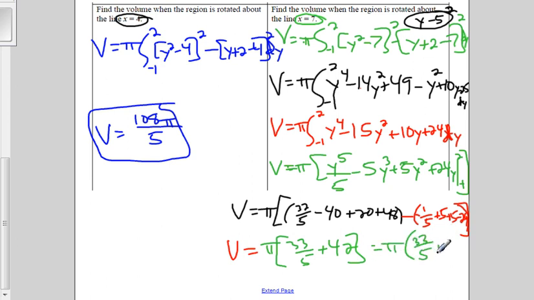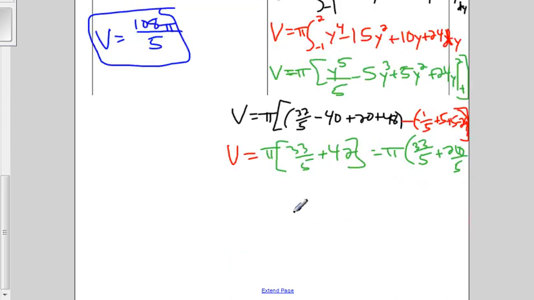33 fifths plus 210 fifths, which will end up being, so our volume of this shape rotated around x equals 7 as the axis of rotation is 243 fifths pi.